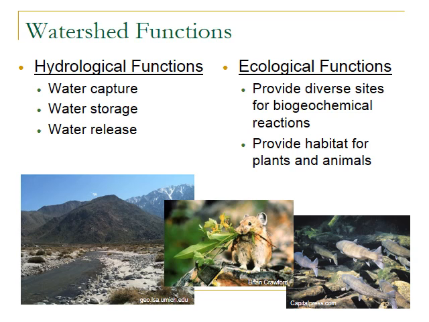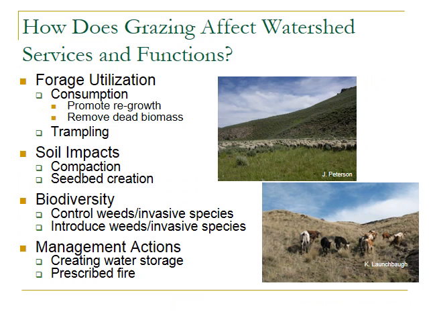I'm going to break the major services we'll talk about in this discussion into two categories. One is hydrologic functions: water capture. How does all the water in the landscape get captured and moved into the soil? Then water storage in the soil, and water release into streams and rivers and ponds. The ecological function is also important, providing a diversity of sites specifically for biogeochemical reactions, the nitrogen cycle, the carbon cycle, etc., and then providing habitat for plants and animals in streams and in the watershed basin.